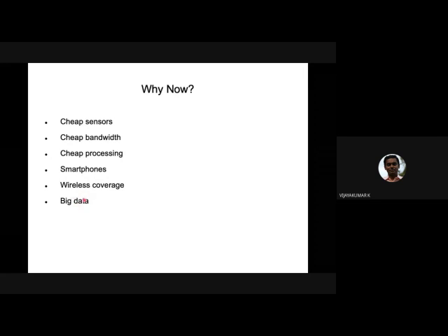Another is big data. Because of these sensors, bandwidth, and processors, we are always getting data from the system. How efficiently can we work on this data? Nowadays there are a lot of technologies, and machine learning is coming into place for handling this data. So that's another area, big data.